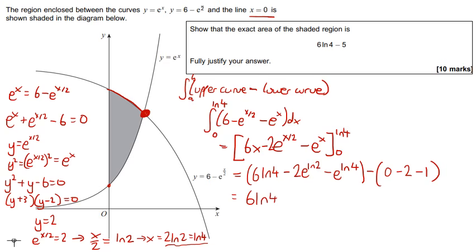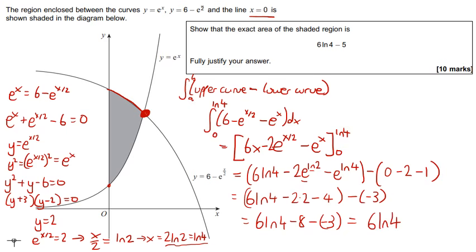So 6 ln 4. e to the ln 2, well, exponential and logarithms are the inverse functions of each other. So e to the ln 2 is the same as just 2. So I've got minus 2 times 2. Then by the same argument, I've just got 4. And then I've got minus, and then the second bracket just gives minus 3. So I've got 6 ln 4 minus 8 minus minus 3. 6 ln 4 minus 5. And there we are. Just what we wanted. Finish the paper. Whew!